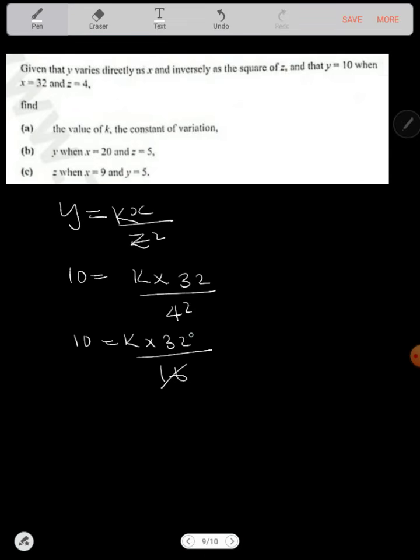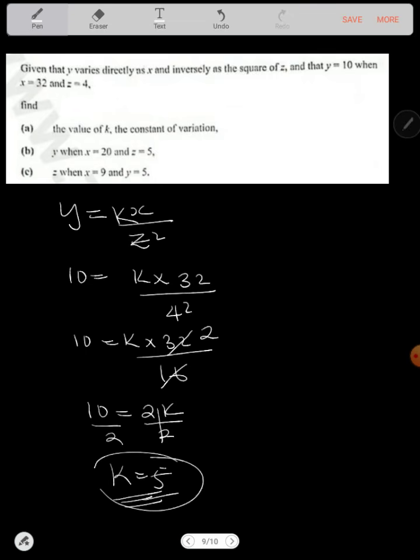Now we know that 16 can go into 32 two times. So you are going to have 10 is equal to 2k, divide both sides by 2, so k is equal to 5. Pardon me, I'm recording outside, so there'll be a little bit of wind. So we have k as the value. Therefore your equation becomes, where there's k, you now put 5. It becomes 5x over z squared. The value of k they're looking for is this, for part A. Now this is how your equation has become.